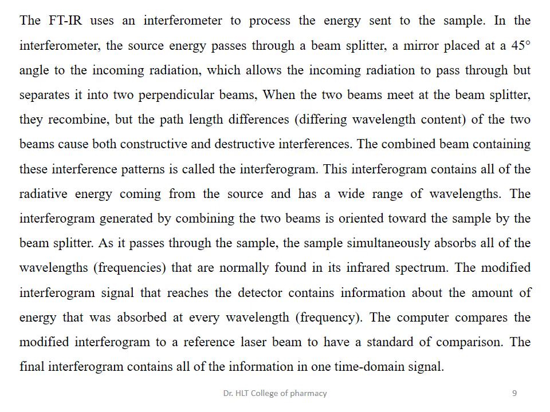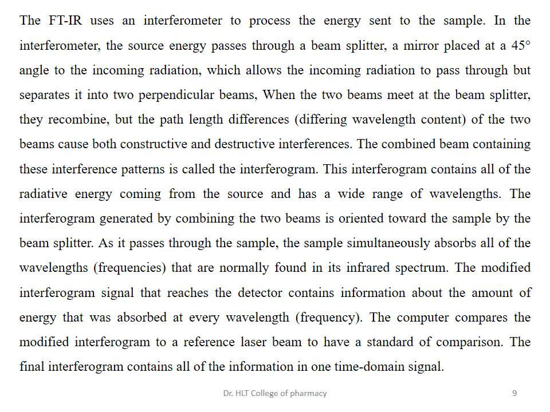FTIR uses an interferometer to process the energy sent to the sample. The source of energy passes through a beam splitter, where a mirror is placed at a 45-degree angle to the incoming radiation. This allows the incoming radiation to pass through but separates it into two perpendicular beams. When the two beams meet at the beam splitter, they recombine, but the path length difference, that is the wave number, will be different for the two beams, causing both constructive and destructive interference.